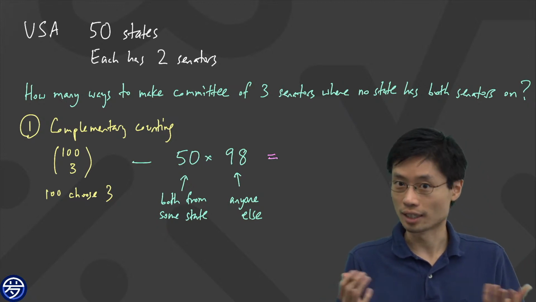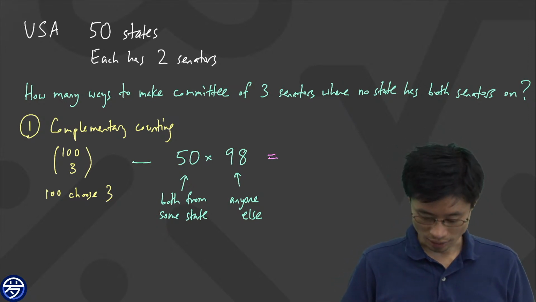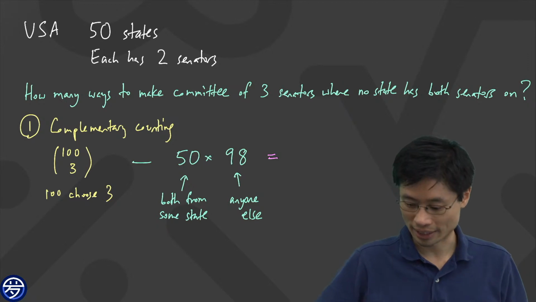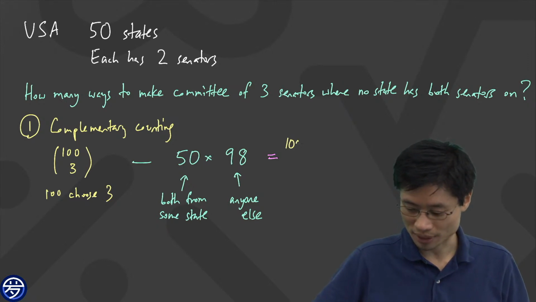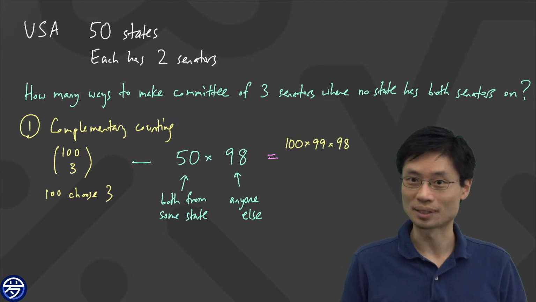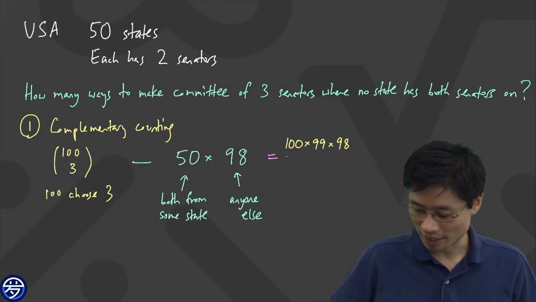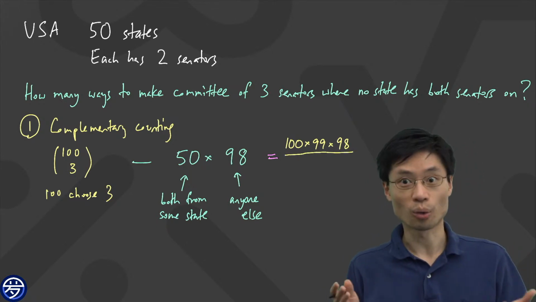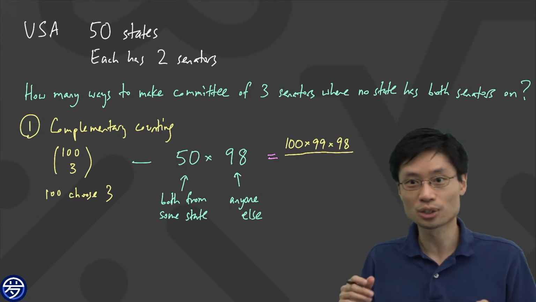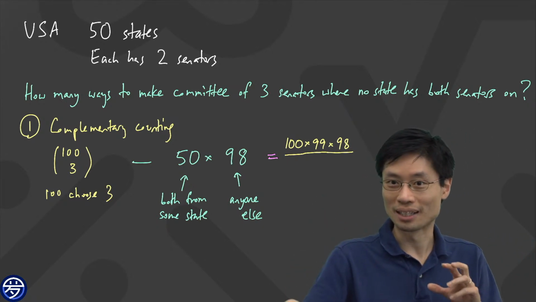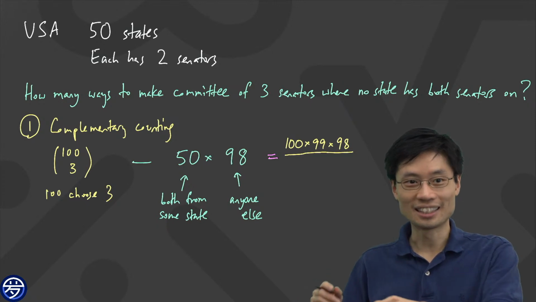100 choose 3. The number of ways to choose 3 things from 100 is: 100 ways to choose the first person times 99 ways to choose the second person times 98 ways to choose the third person. And then after I'm done with that, you have to care about the order. Because suppose what I did is I first chose the person from Alabama, and then from Alaska, and then from Arkansas.